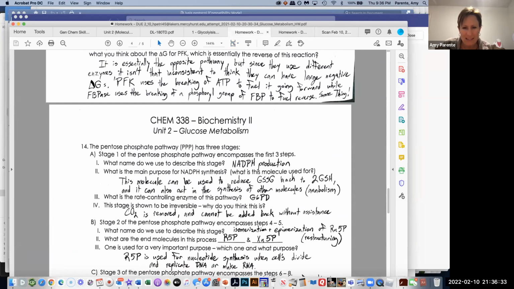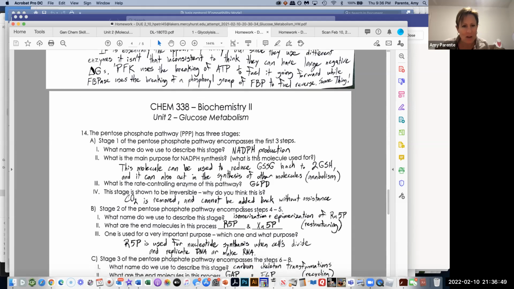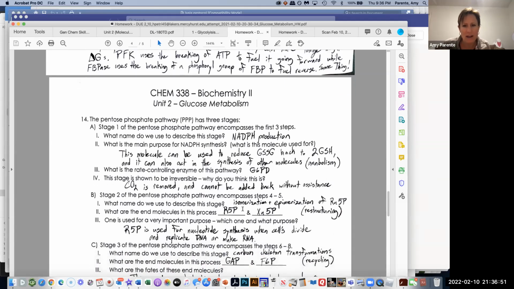The only other thing that I'd say is it's the purpose for NADPH. We learned it for glutathione regeneration and for lipid synthesis, but it's basically lots of anabolic processes. We're going to be building bonds. Rate controlling enzyme is G6PD. This stage is shown to be irreversible. Why do you think this is? Remember, anytime we talked about removing carbon dioxide, that's going to be a hard step to reverse. Okay, so that's stage 1.